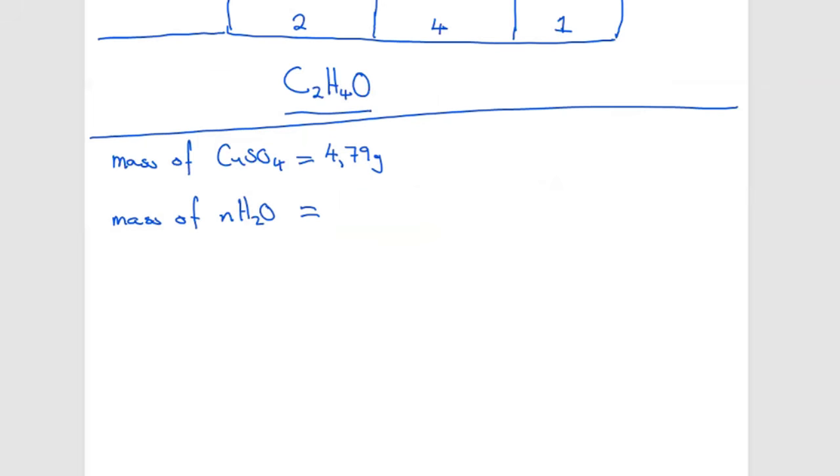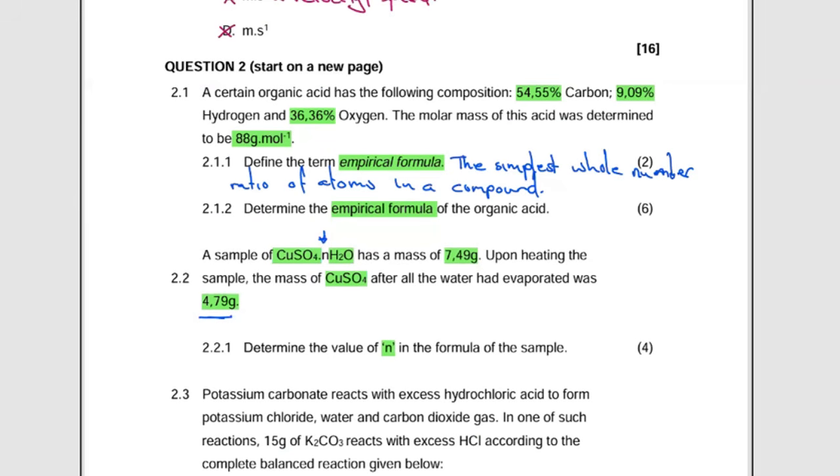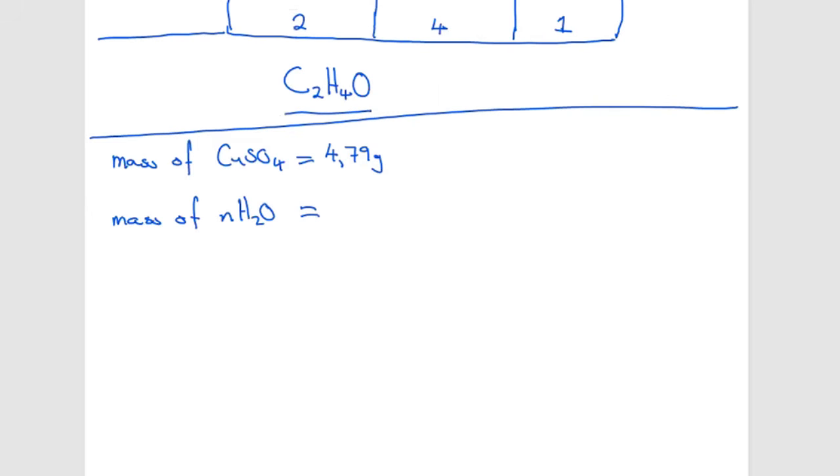the mass of nH2O is equivalent to, remember, the water evaporated. The original copper sulfate with water was 7.49, and now without water it is 4.79. So the difference is the water that evaporated, right? So I'm going to say 7.49 minus 4.79, like that. So now the mass of this is going to be 2.7 grams.